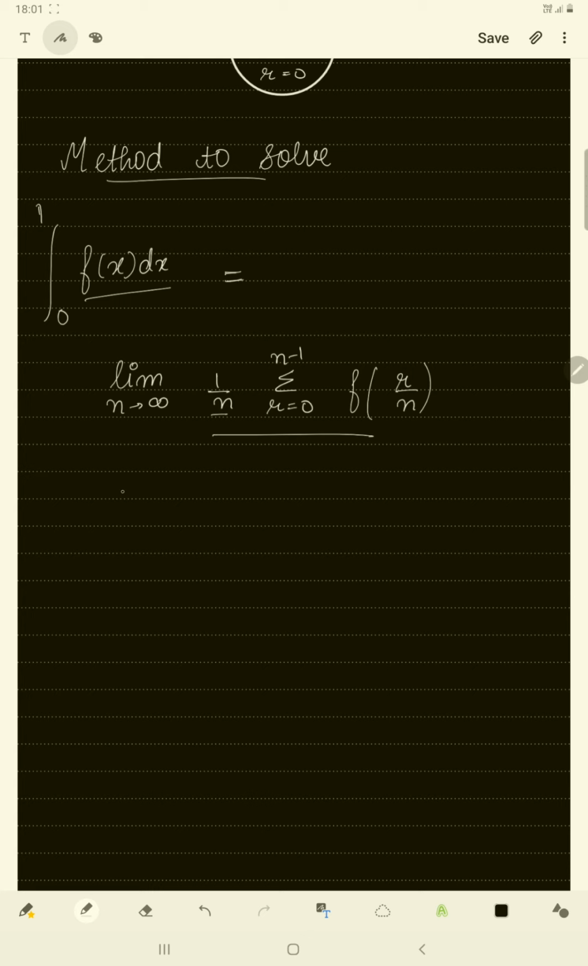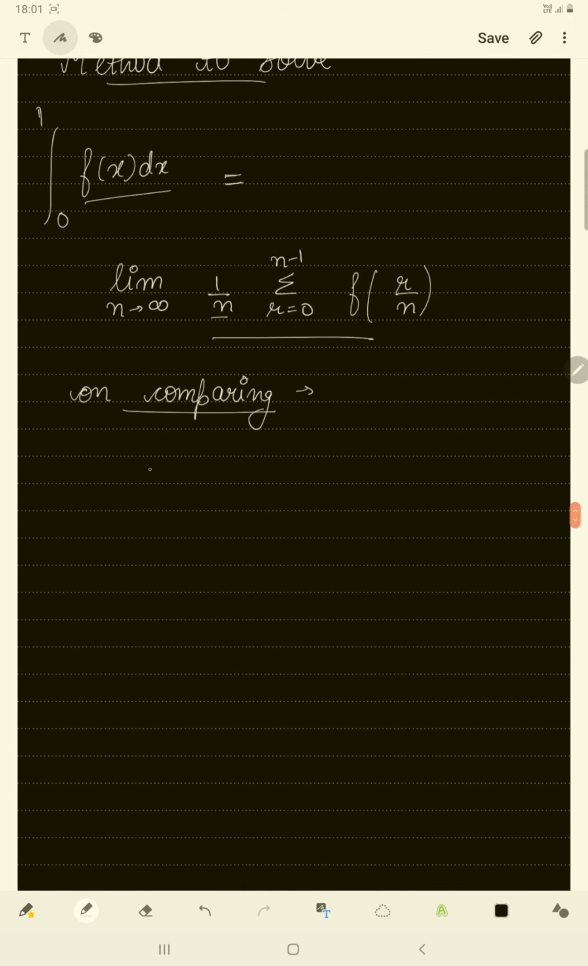So on comparing, we can say that x can be written as r by n, because the function has x in it and we have an r by n in it. So x is equal to r by n. Now 1 by n can be written as dx. So 1 by n is equal to dx.